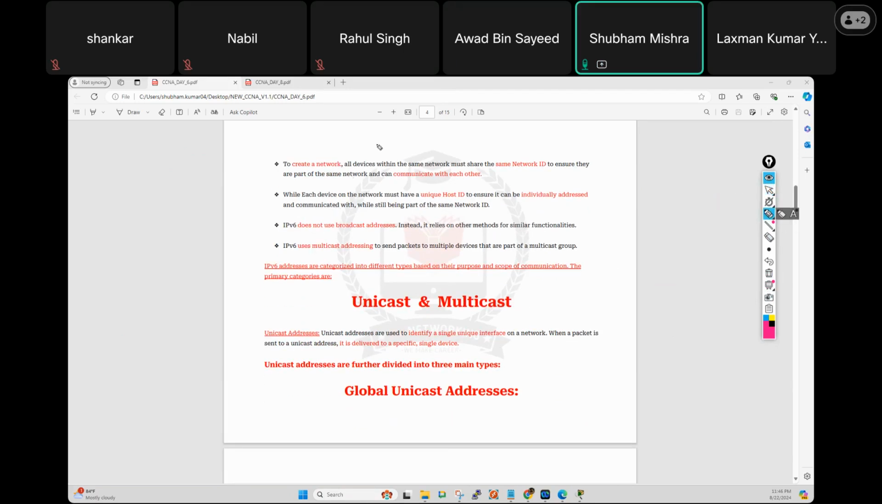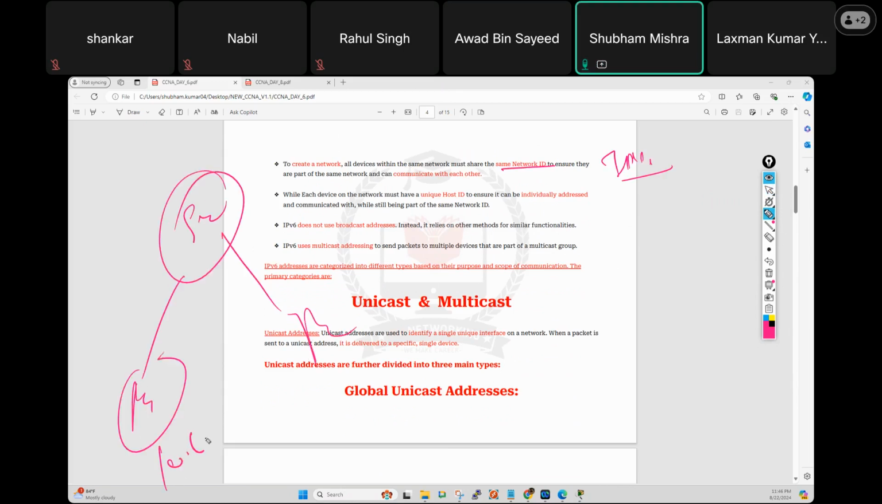To create a network, all devices within the same network must share the same network ID. Same as in IPv4. For example, this is the switch and PC number 2. If you configure 10.0.0.1 here, here you must configure not 10.0.0.2. It means all belong to the 10th network. Yes or no?